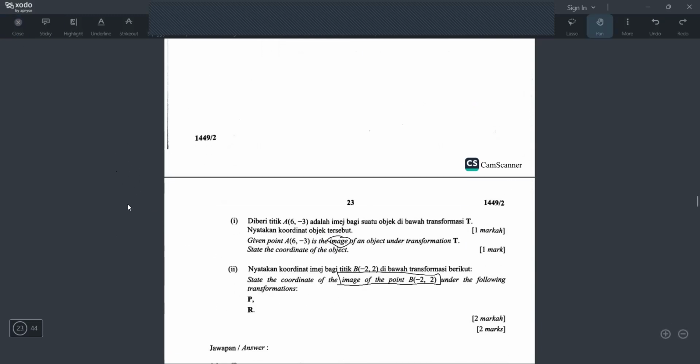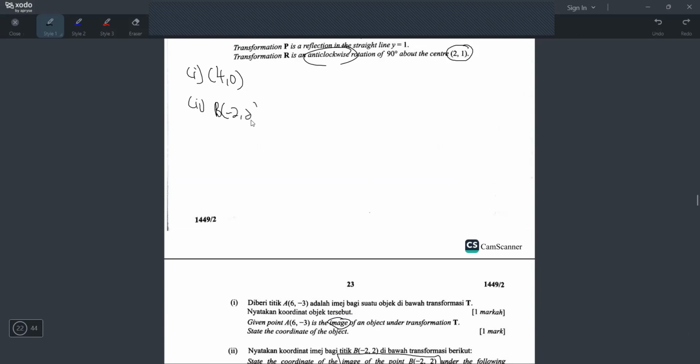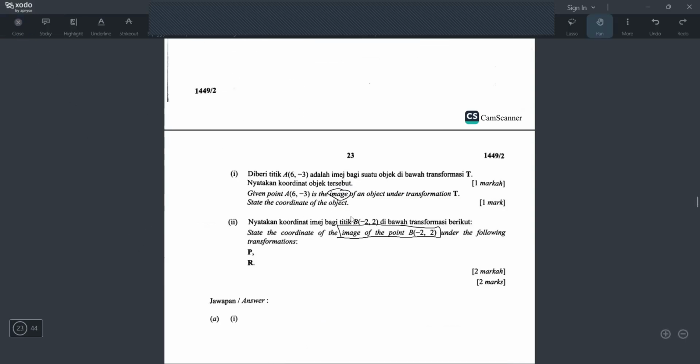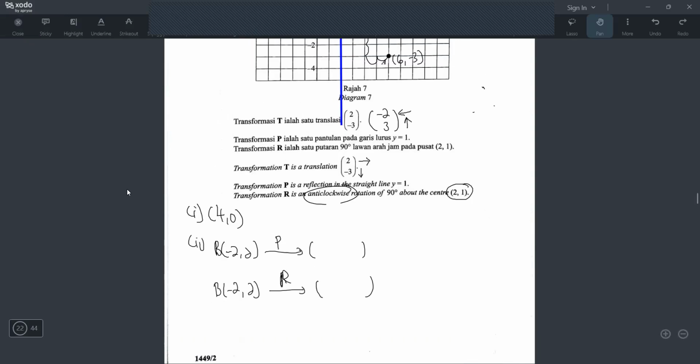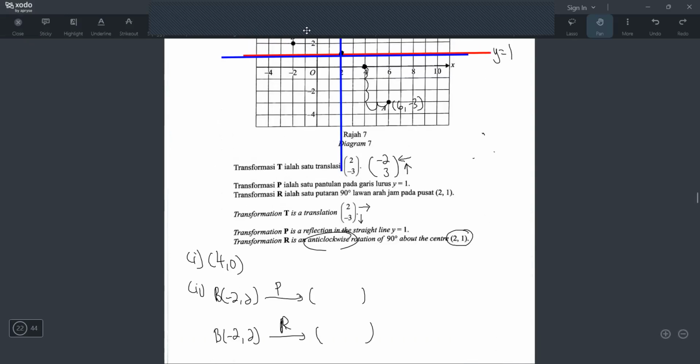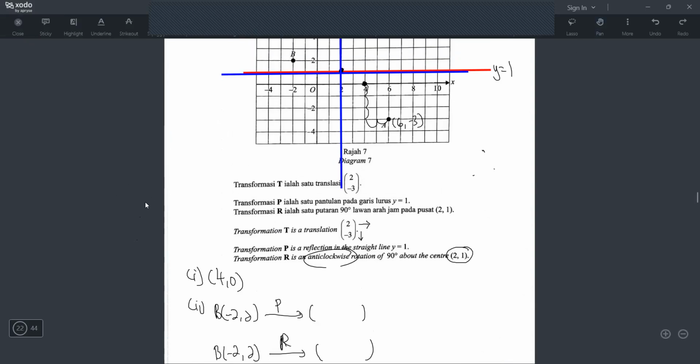Since there are 2 questions, I will write -2, 2 two times, and then B -2, 2, and I'll just put an arrow like that. The first one they want you to do transformation P, and the next one transformation R. Later I'll write my answer inside here, then I'll get my full marks. Let's go to B now. This time I'm finding the image, so I don't have to terbalikkan like just now. Just now was because I was finding the object, that is why I had to terbalikkan the transformation. Now I just do it normally because they give me the object and I'm finding the image. Okay, the first question.